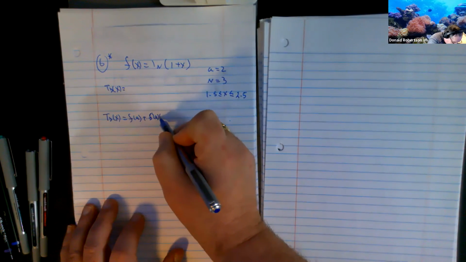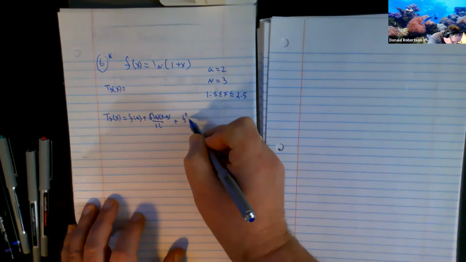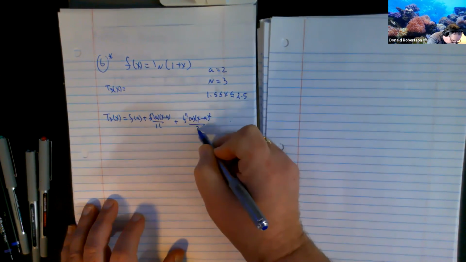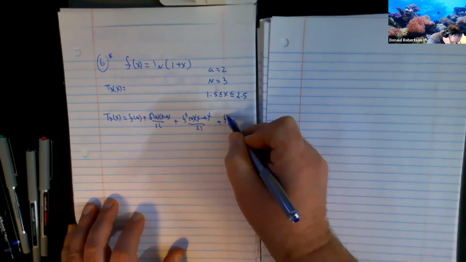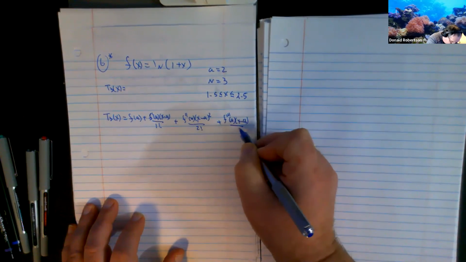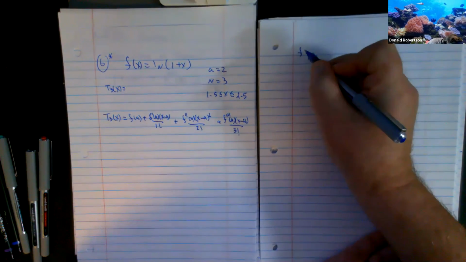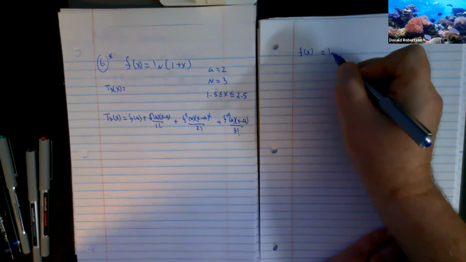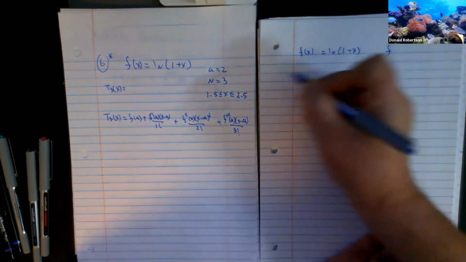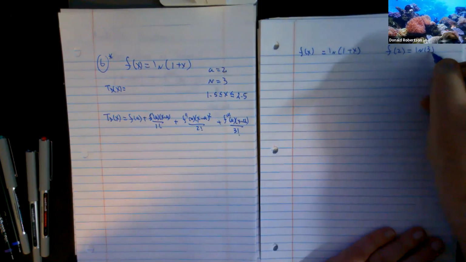the first derivative, the second derivative at a, and lastly, the third derivative at a. Right. Okay, so now I know where I'm going. It's the natural log of 1 plus x. So the value of the function at 2, that's what f of a is, the natural log of 3.